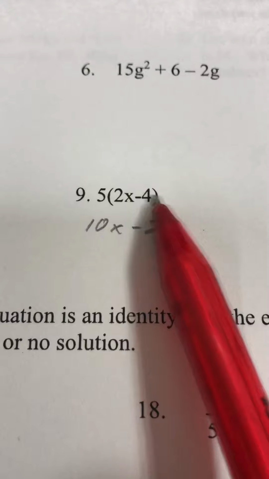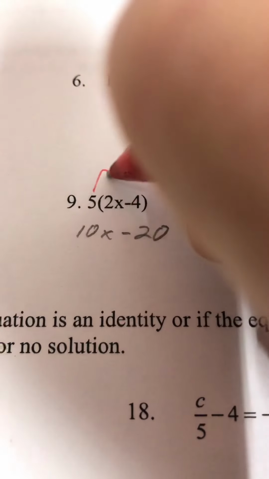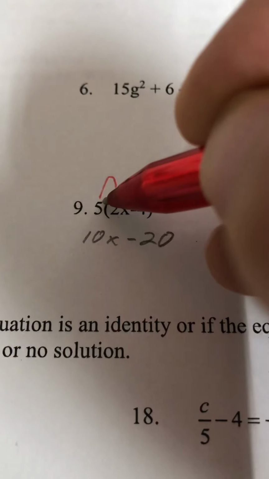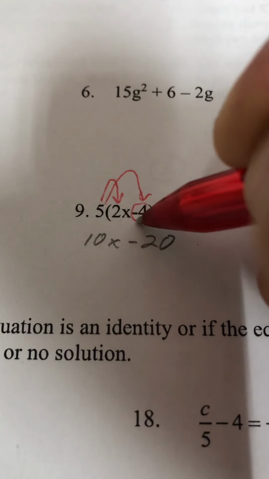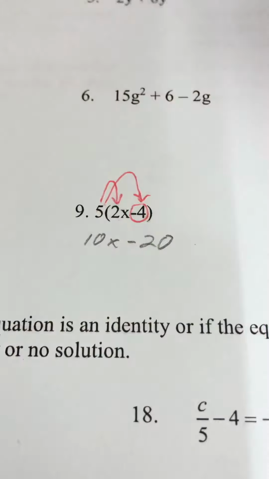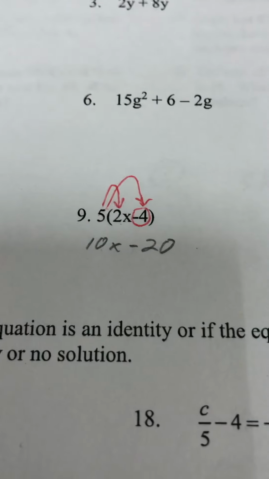Number 9, I use the distributive property. I'm taking 5 times 2. 5 times 2 is 10x. And then I have 5 times a negative 4. 5 times negative 4 is a negative 20, or you could just think of it as minus 20. So 10x minus 20.